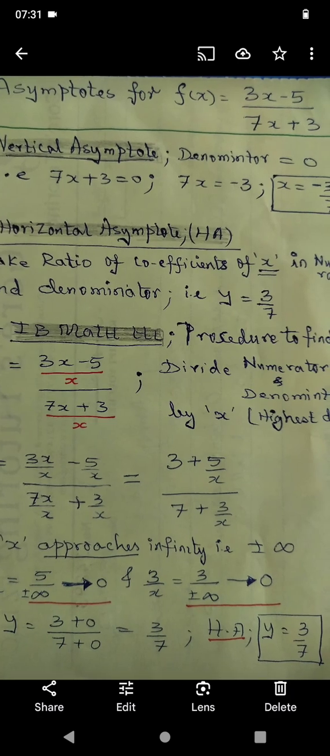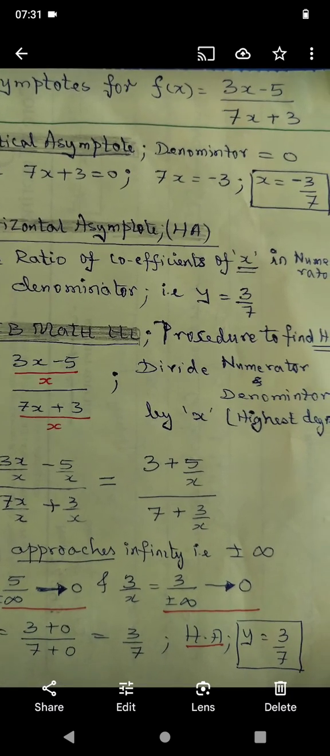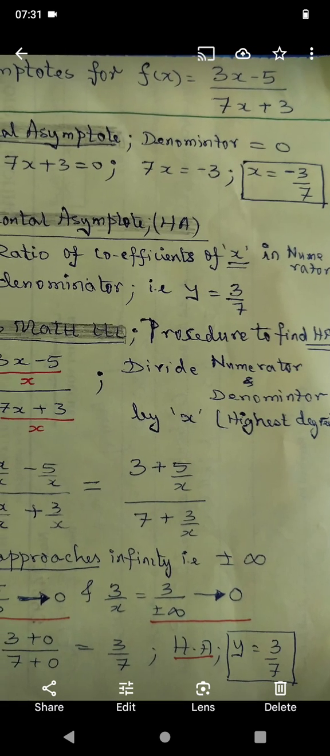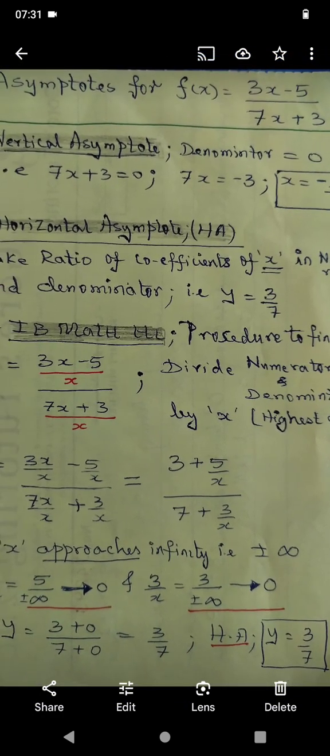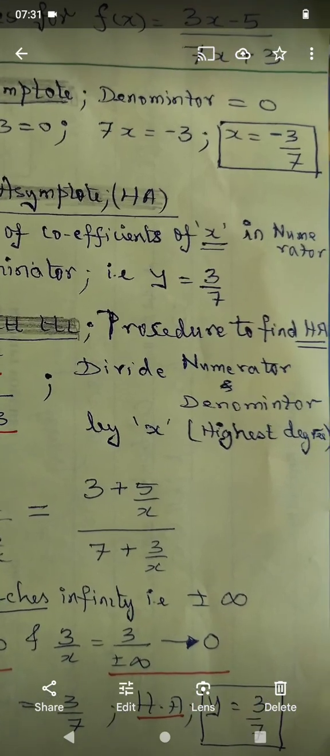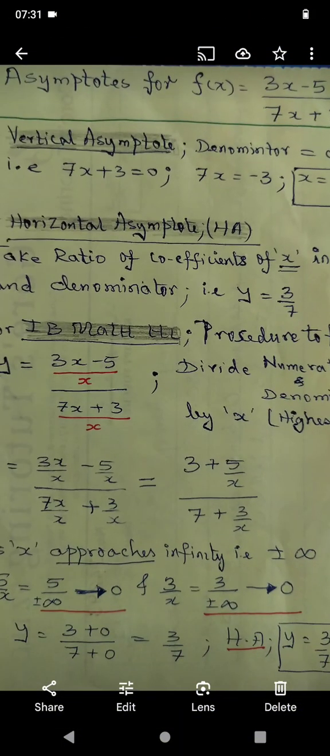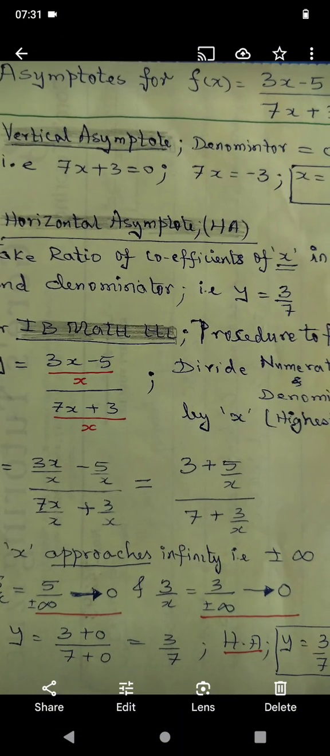Therefore, 7x plus 3 is equal to 0. 7x is negative 3, transpose it to the right hand side, and x is equal to negative 3 over 7, divided by 7 on both sides. Therefore, the vertical asymptote is x is equal to minus 3 over 7. Okay. To find the horizontal asymptote, for the standard level you don't have to show the procedure.